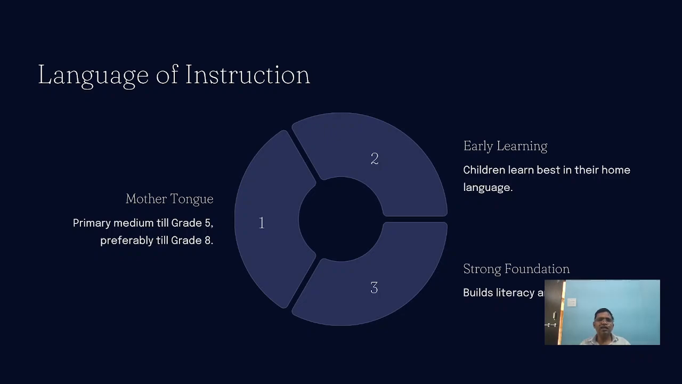Here there is language instruction. So mother tongue will be preferred as the primary medium of instruction till up to 5th grade, and preferably till 8th grade. Then early learning, children learn best in their home language. Then a strong foundation builds literacy and cultural identity. So mother tongue is more preferred.